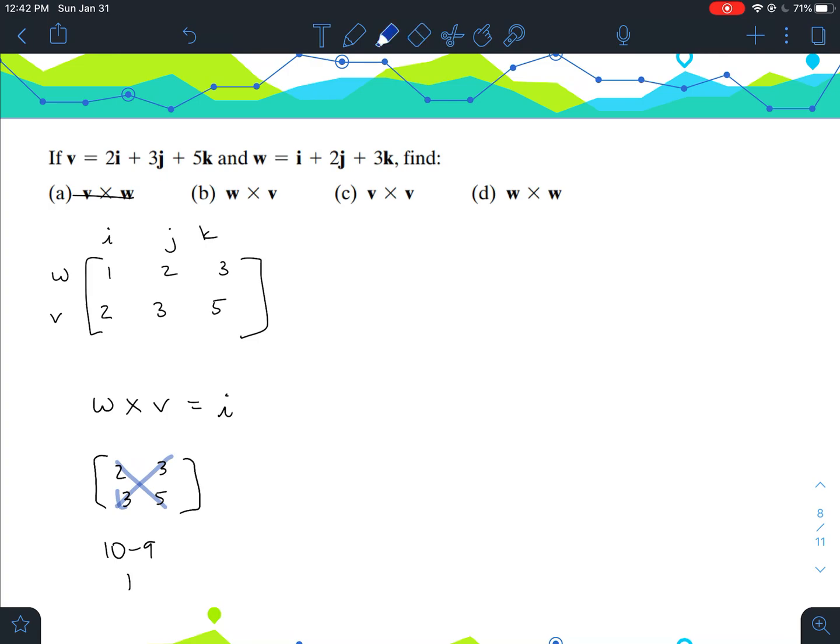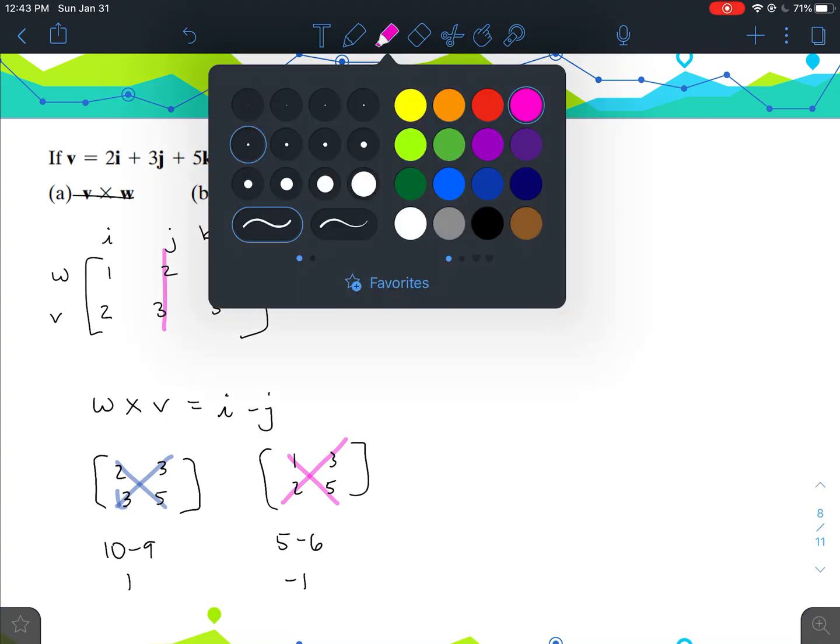And then if we wanted to find our j component, let's draw a line through our j's. So the matrix that we're going to use would be 1, 2, 3, 5, and then find the determinant. So 1 times 5 minus 2 times 3. It'd be 5 minus 6, so negative 1. So our j component is going to be negative 1j.